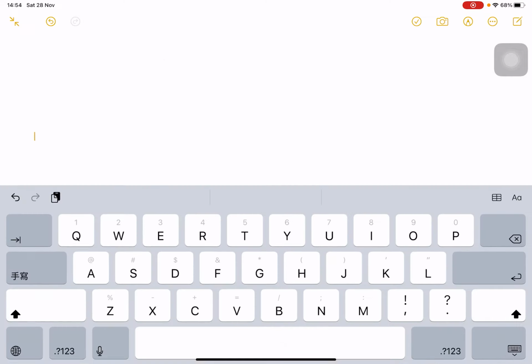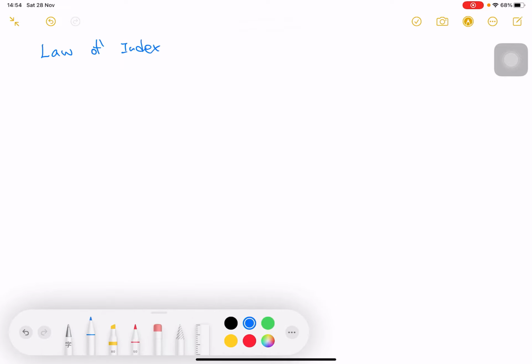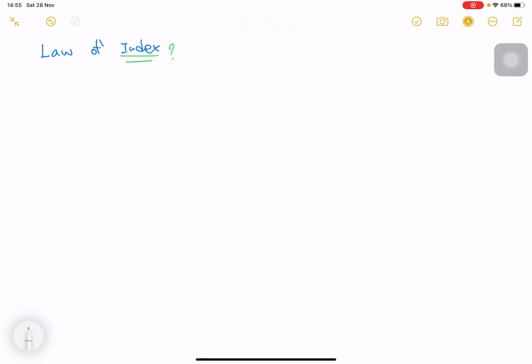Today I'm going to talk about the law of index. And you may have the question, what does it mean by index? So what does it mean by index? So index is the new way for us to do the calculations easier.